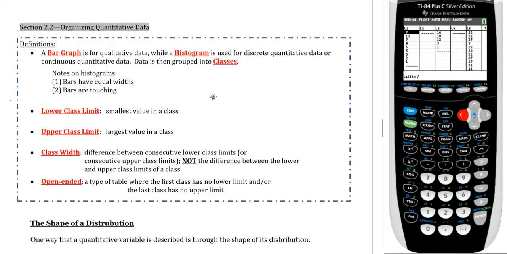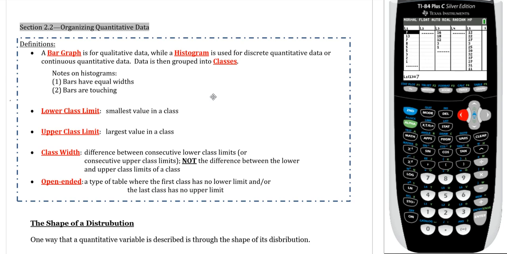Okay, but before we get into that, we have a couple definitions. The first type of way that we represented the qualitative data, the thing that we talked about before, was with bar graphs. However, with quantitative data, we're going to use what are called histograms, which are going to look very, very similar, but they're for discrete quantitative data or continuous quantitative data. And it's going to put the data into classes.